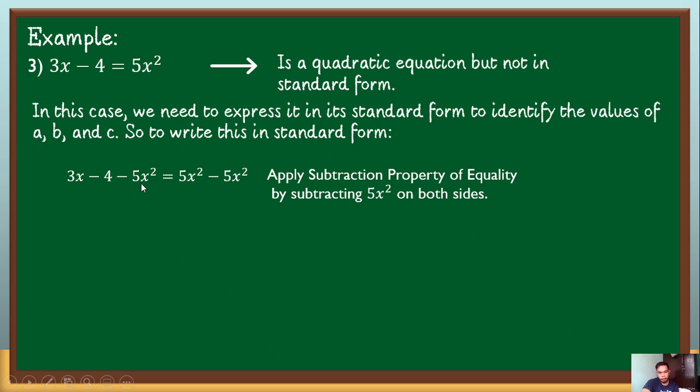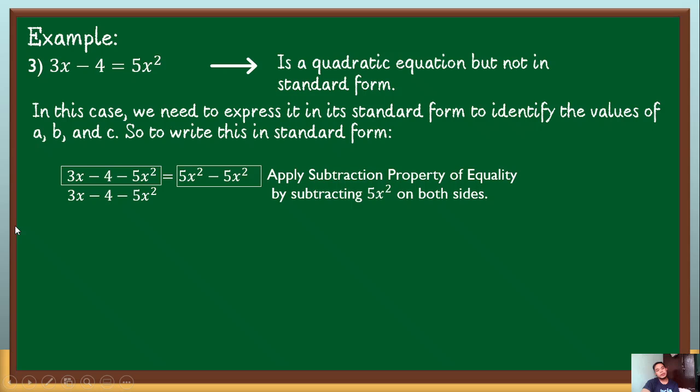See here. We're going to subtract 3x minus 4 by 5x squared, and also 5x squared by 5x squared. On the left side of the equation, we have 3x minus 4 minus 5x squared. As you can observe, we don't have similar terms on this side. So we're just going to copy that. Okay? Then on the right side, you can observe that they are similar. Okay? They have the same variable and they also have the same exponent. So they are similar terms.